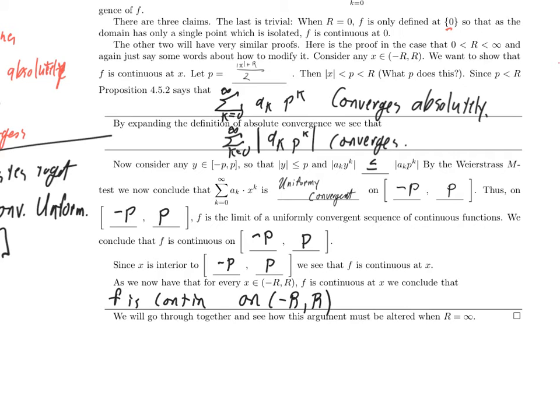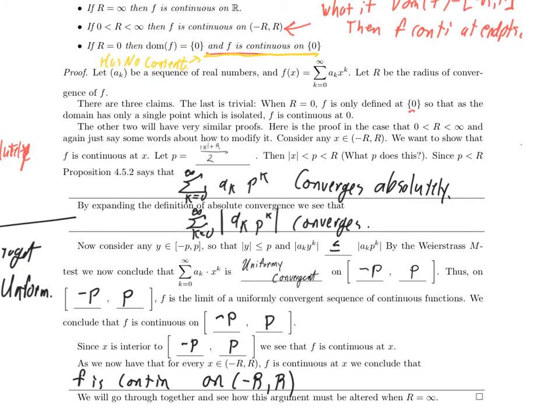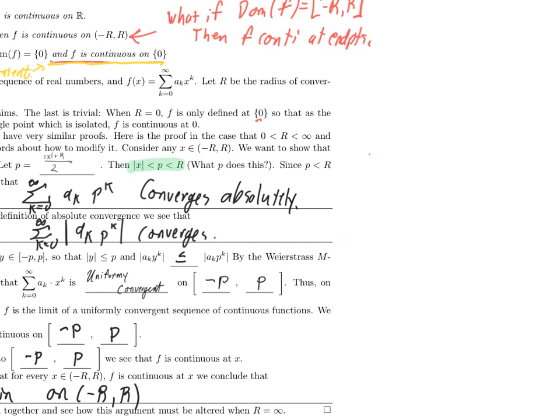So let's see what you would need to do if you wanted to make this proof work when r was infinite. So we certainly couldn't do this. Absolute value of x plus r over 2 would then be infinity, which isn't a number. So I can't ask about convergence there. But, well, let's just look at this. To make this proof work, I just needed a choice of p that was bigger than the absolute value of x.